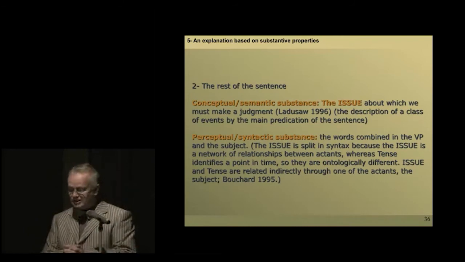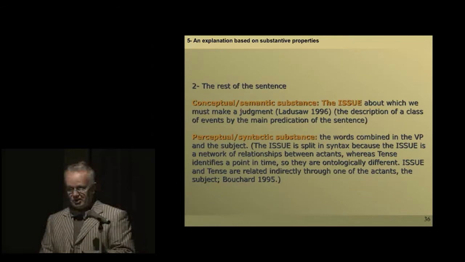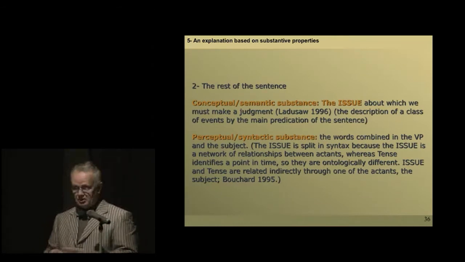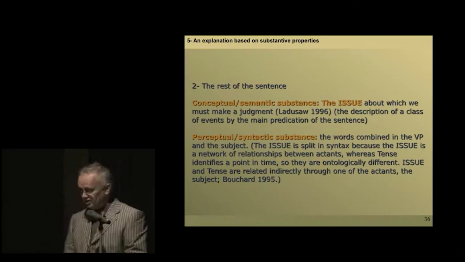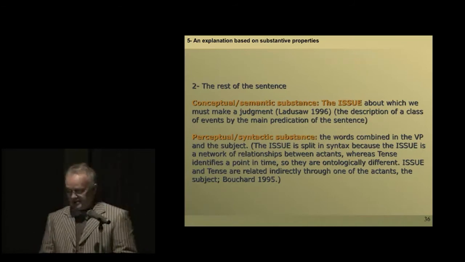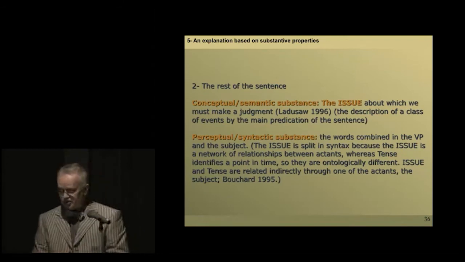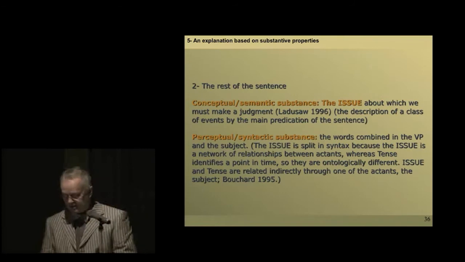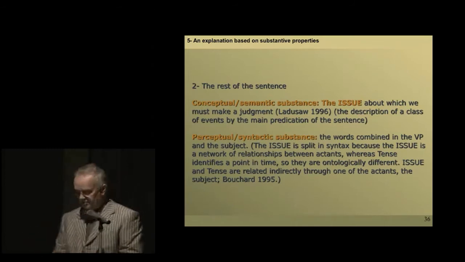We could call it the issue, okay, about which we must make a judgment, using the term from Ladouceur 1996, who introduced this notion in a discussion of negation and negative polarity items. What's the issue? It's the description of a class of events by the main predication of the sentence. Okay, it's the thing you're talking about. And what's the perceptual side of this issue? How is it expressed? In what kind of form? Well, its form is the words combined in the verb phrase and the subject. Okay? So it's split for some strange reason.